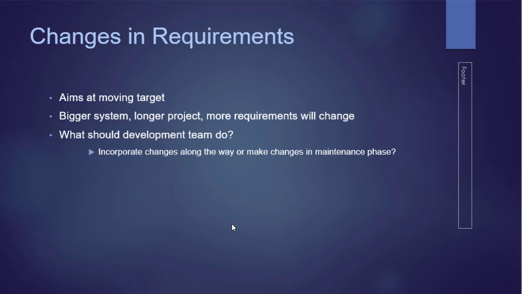So some ways to address these problems, especially with change in requirements. One thing you can do is incorporate some of those changes along the way, or you can make those changes in the maintenance phase. So if you were a business analyst, you would say, okay, I'll take these changes into consideration, and if we can do them under budget now, we will. If not, we'll put them down to do later so they come up in the maintenance phase.